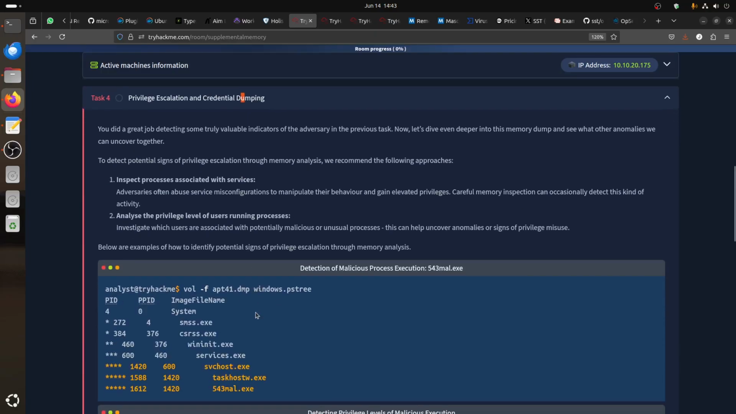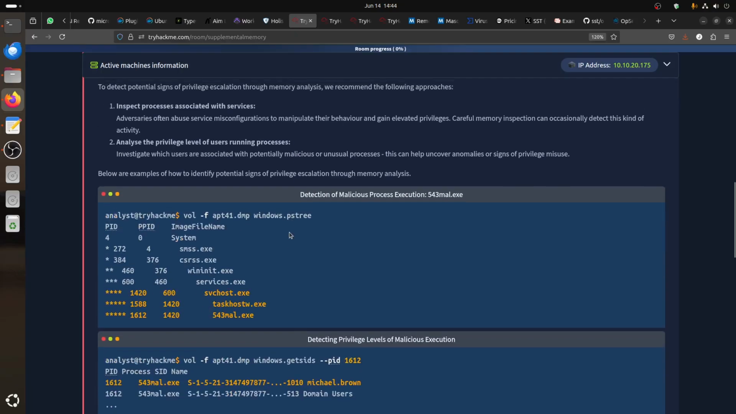Now the next part is privilege escalation and credential dumping. Okay, you did a good job detecting some viable signs of privilege escalation through memory analysis. We recommend the following approaches. Inspect processes associated with services. Adversaries often abuse service misconfiguration to manipulate their behavior and gain elevated privileges. Careful memory inspection can occasionally detect this kind of activity. Analyze the privilege level of the user running the process. Okay, they give us, for example, here the pstree.